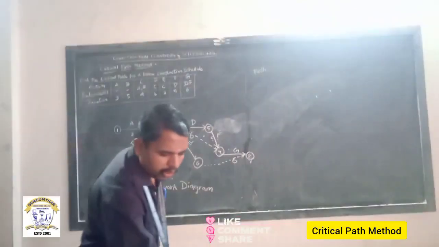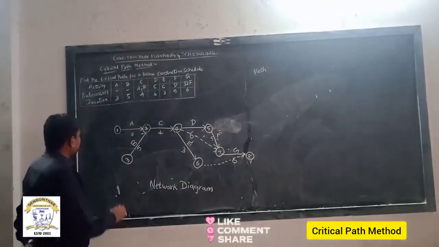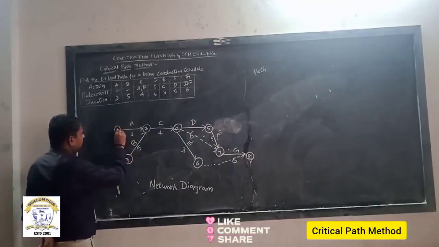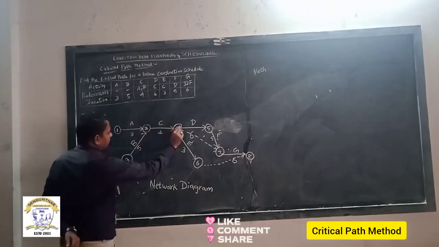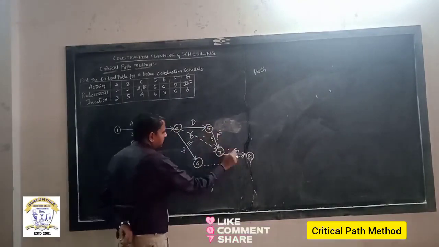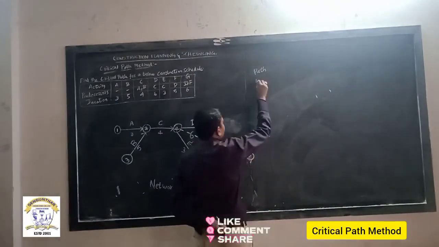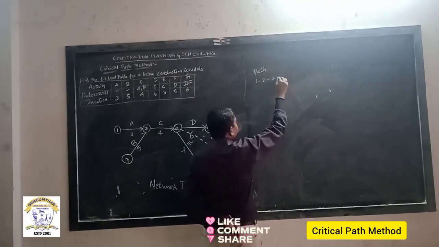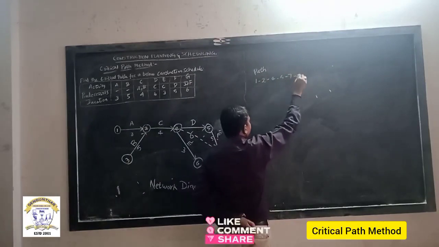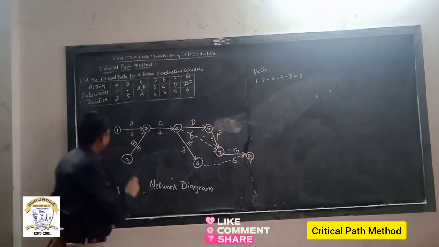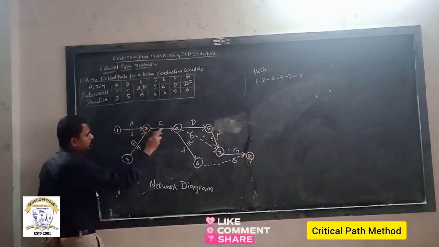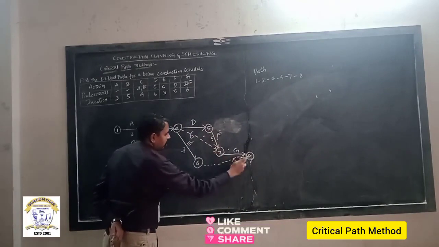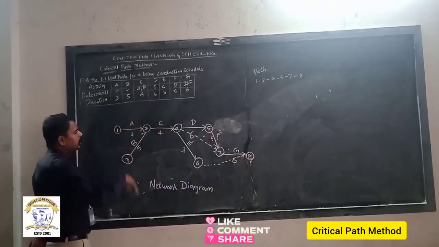Next I am going to find the path. See, the first path starts from 1, 2, 4, 5, 7, 8. Listen, starting from 1, 2, 4, 5, 7, 8. Right. Are there any other possibilities?